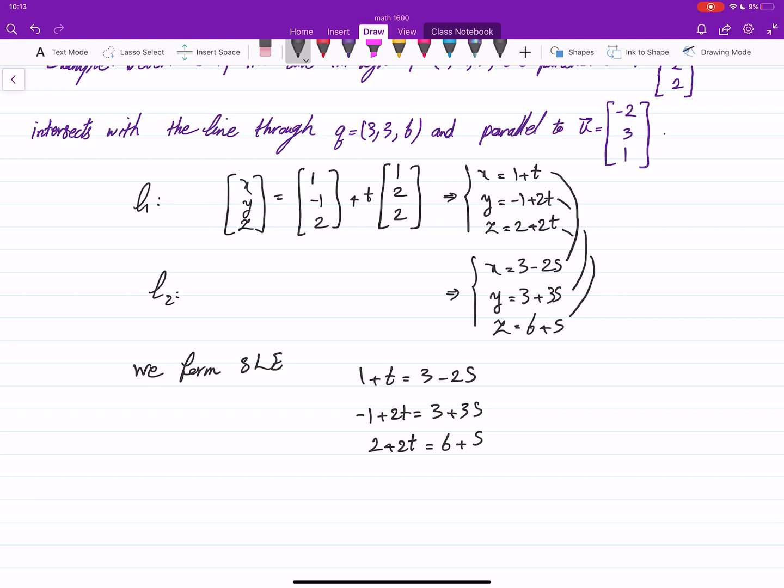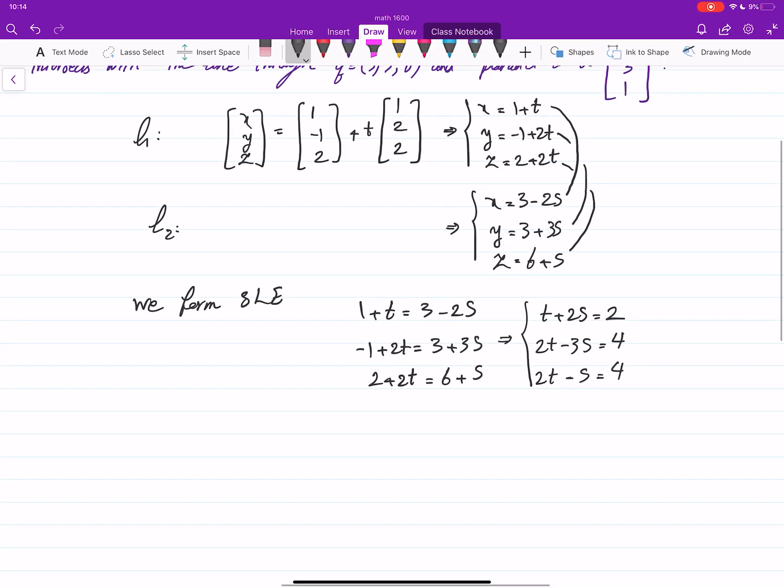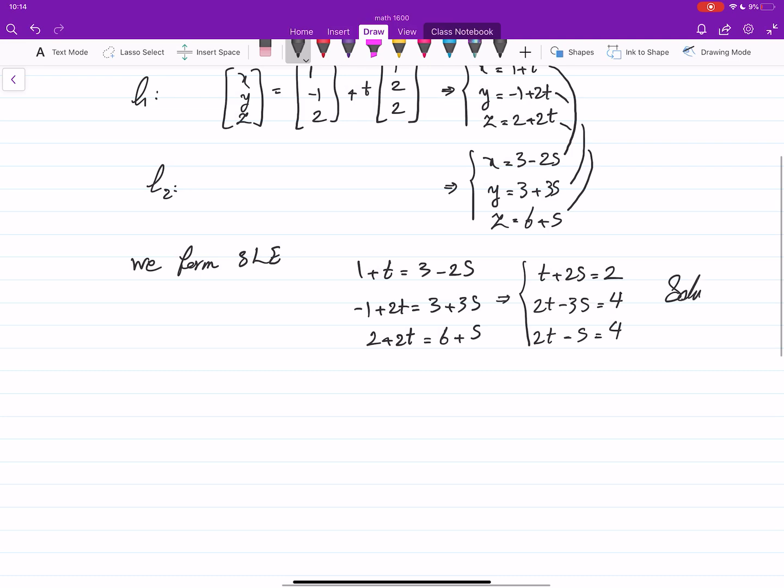Now let's write the equations in the standard form. So this is t plus 2s is equal to 2. Then this is 2t minus 3s is equal to 4. And this is 2t minus s equals 4. This is the system we have to solve, to find s and t. Then for the intersection point, if you know s, you just plug into the equation for L2 and get the intersection point. So we need to solve this system.